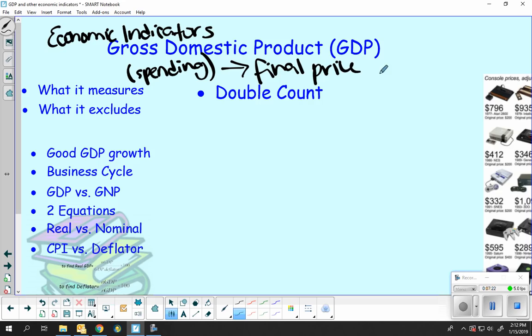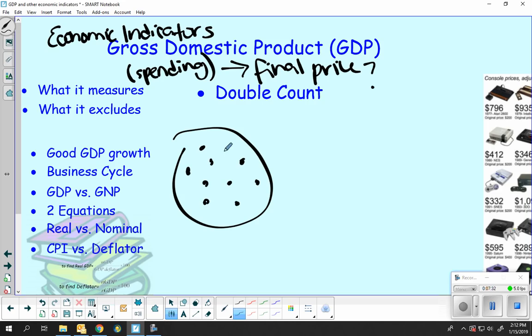Meaning, what do you mean like a final price? Well, what's the price of a pizza? Here's a pizza. This is a pepperoni pizza. Okay, you know what? That looks like a chocolate chip cookie. No, I'll make a pizza. Here's some sauce. That looks good. And maybe some peppers. All right, there we go. Got a good looking pizza.